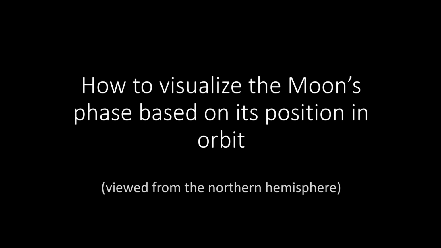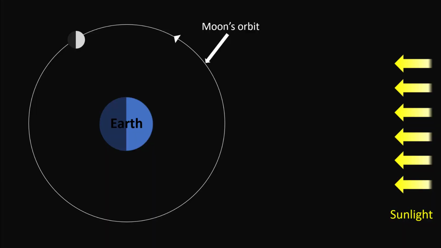Let's try a strategy that I often employ to visualize the moon's phase based on its position in orbit. So we're going to imagine standing on the Earth, looking at the moon, specifically viewing it from the northern hemisphere. So here's a picture of the moon orbiting the Earth. You'll notice that it's orbiting counterclockwise. So we're looking at it down from above the Earth's north pole. Sunlight is coming in from the right.